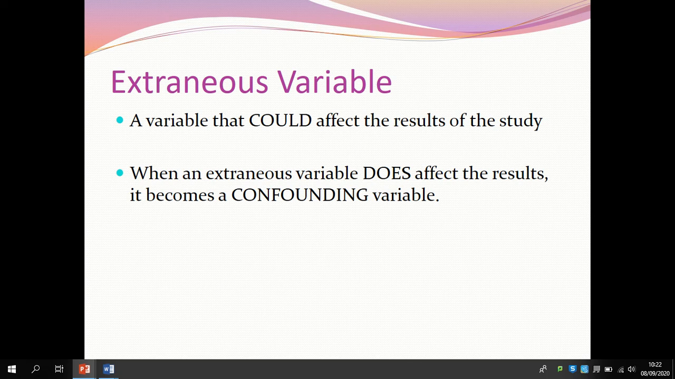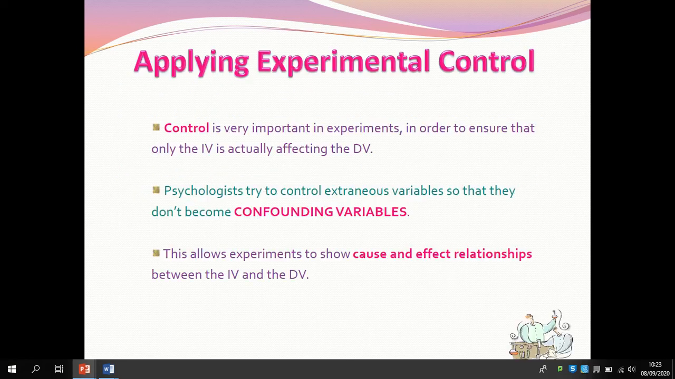If one of them did affect their memory, say somebody has a bad memory because they're very, very old, then that becomes a confounding variable. Again, I'll give you some more examples so that it makes a little more sense.